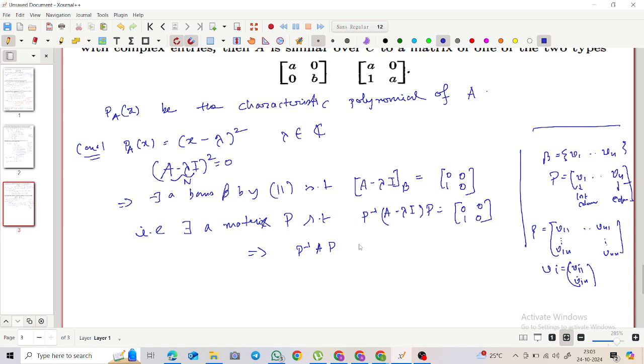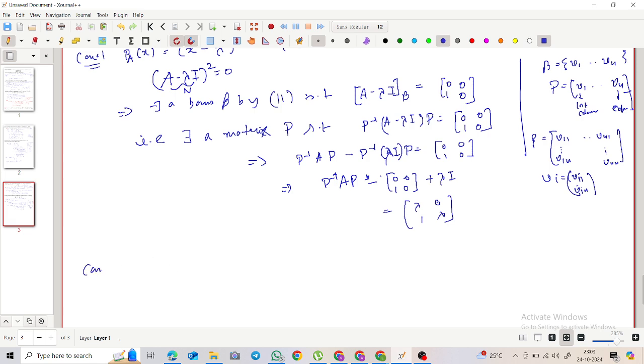P inverse AP minus P inverse lambda I P is this. Thus P inverse AP is basically, this is lambda I, 0 0 1 0 plus lambda I, this is nothing but lambda 1 0 lambda. Okay, so A is similar to this matrix.